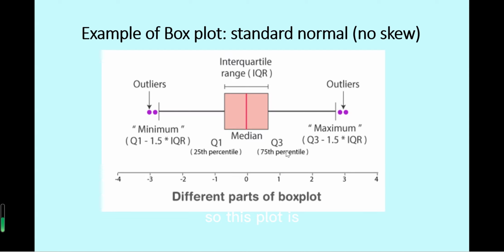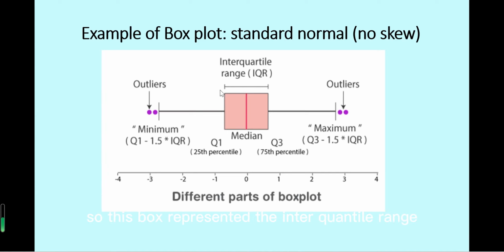So this plot is a boxplot for the standard normal distribution, which means the mean and median are at value 0 and the standard deviation of the data is 1. You can see there is no skew, which means the left side of the median and the right side of the median data are symmetric. This one is the median, this is the first quantile, and this is the third quantile.